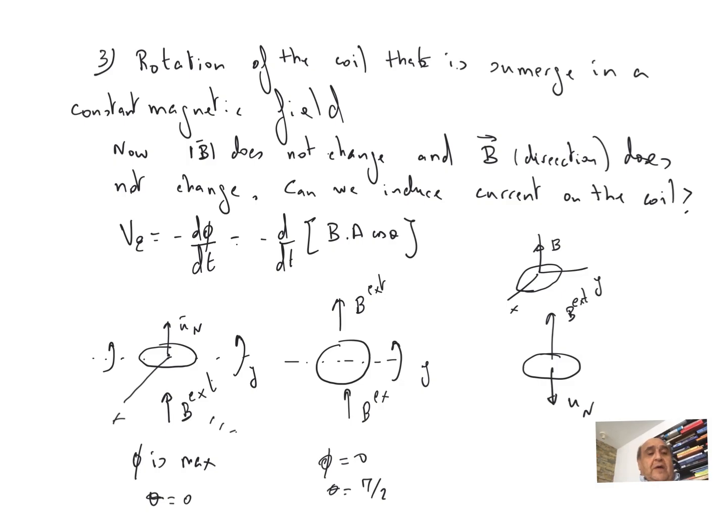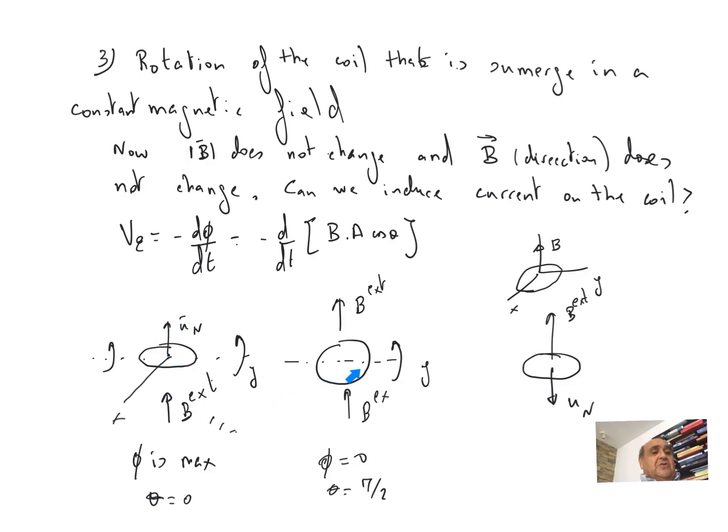Okay, so suppose we have this situation. The loop is in the presence of B. B is not changing. What is changing is that the rotation makes the flux of this coil change continuously. Let's say this is at t equals 0, and phi is the maximum value it can have, the magnitude of B times the area. The flux is maximum, and in this situation theta is equal to 0, because theta is the angle between B and u_n.